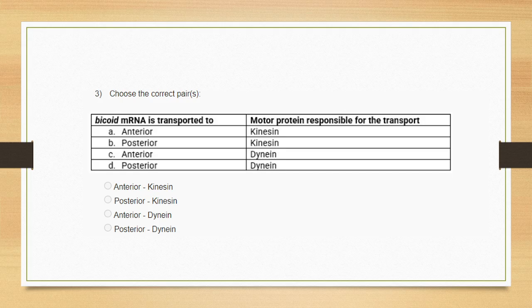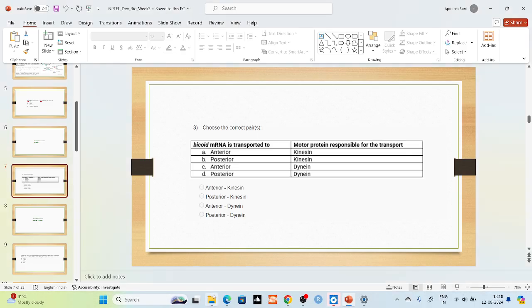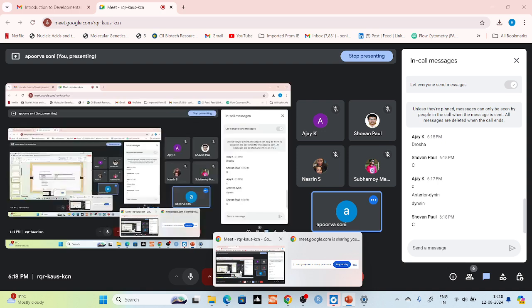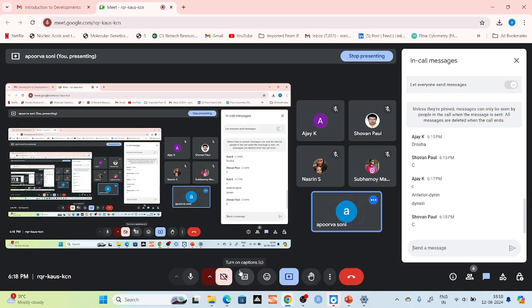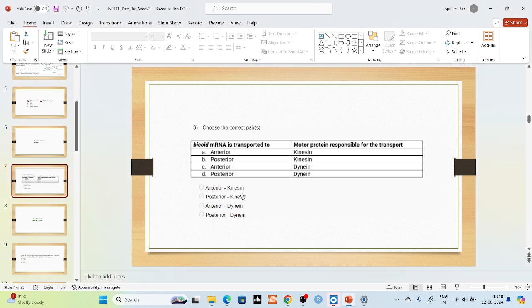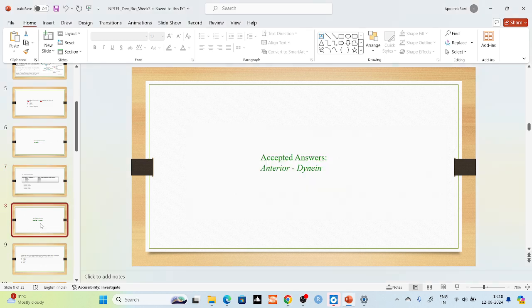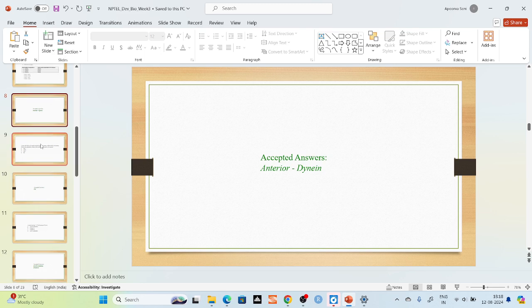Now I'll switch the screen. So Ajay has answered C. Chauvin has answered C. Okay. Let's see. C is anterior dynein, and yes, it's the correct answer. Okay. Fine. Now, next question from here.